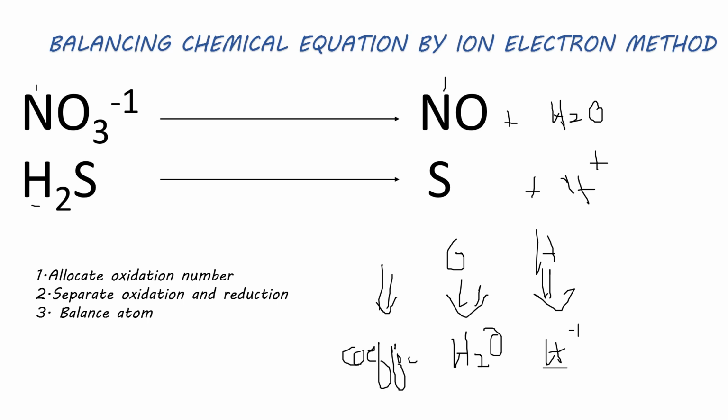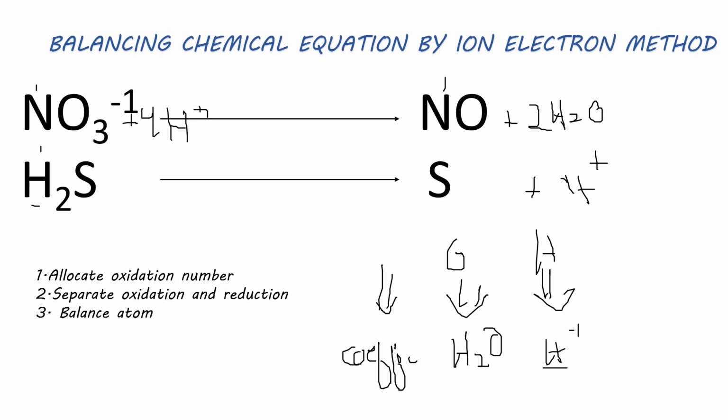To balance it, we're going to place here 2. But there is a problem that here there are 4 hydrogen and there isn't any hydrogen at the reactant side. So we're going to place 4 hydrogen atoms to balance the equation. And we are done with the oxidation equation. Now let's move on to the reduction reaction.